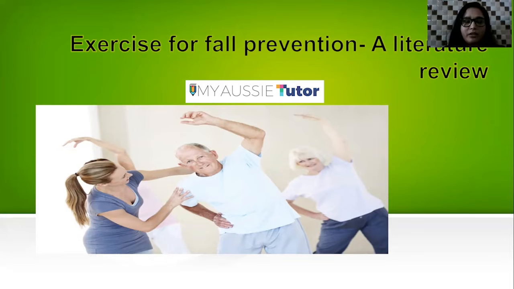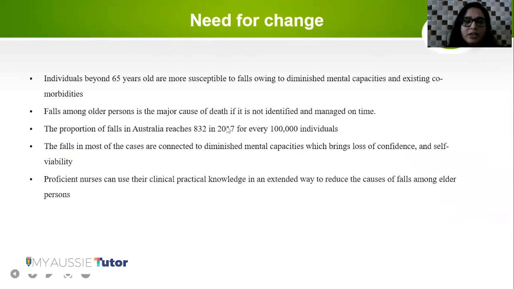To begin, we'll first discuss why there is a need to change the interventions. For example, if there are current interventions, both pharmacological and non-pharmacological, why is there a need to shift our focus towards exercise for reducing the risk of falls among the older population? As we know, individuals beyond 65 years of age are more susceptible to falls due to their diminished mental capacities and existing comorbidities. Comorbidities can include cancer, diabetes, arthritis, and various other underlying illnesses which can increase the physical as well as mental health burden of the older population.